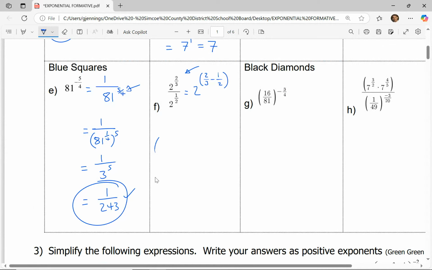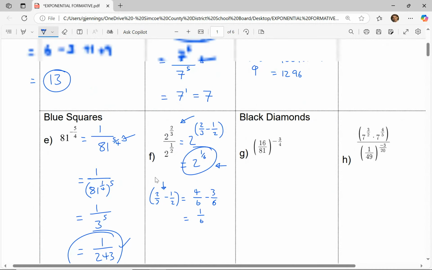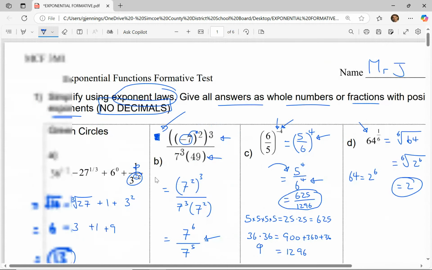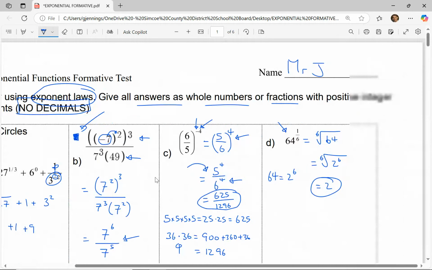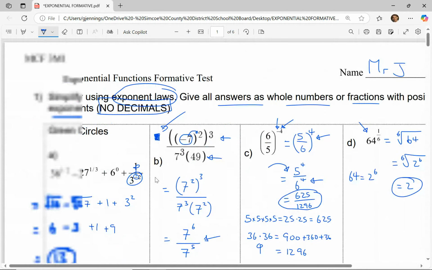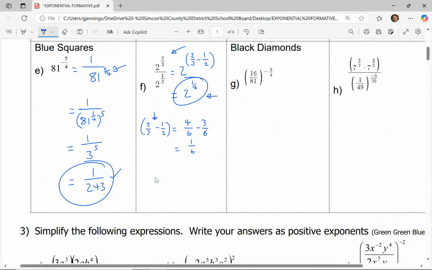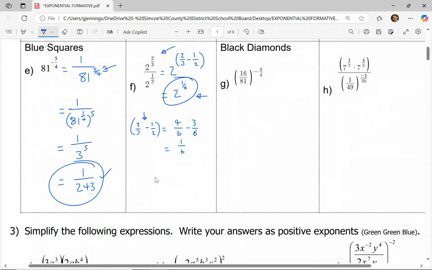Well, we are going to convert that to 4/6 minus 3/6. Okay, that's the same thing as 2/3 minus 1/2. And then we find that that's 1/6. So at the end of the day, this is 2 to the power 1/6. And we were asked to give our answers as positive numbers with positive exponents, and that is positive exponents. Good to try it, right? And that would be our final answer, if we evaluate that as not an integer.